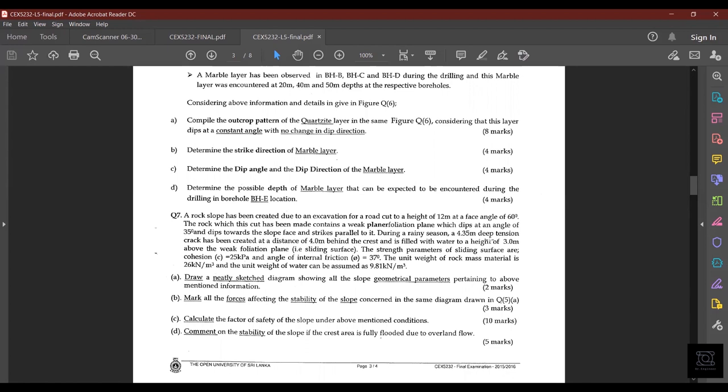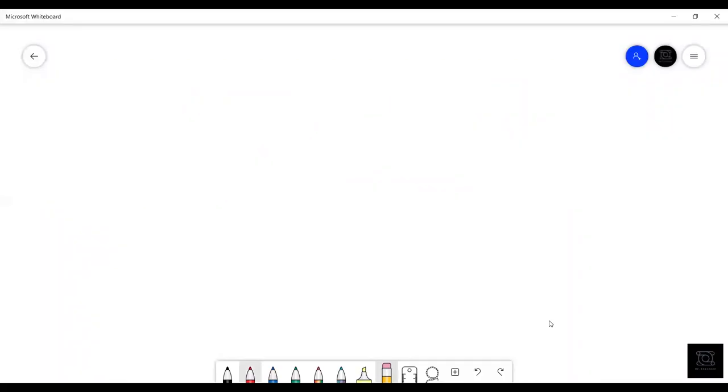The above weak foliation plane is the sliding surface, and the strength parameters are given. So we have to draw a diagram. I'll just give a general idea so that you can handle the entire part after that. So let's say there is a slope. They have said there is a rock formation of height capital H.